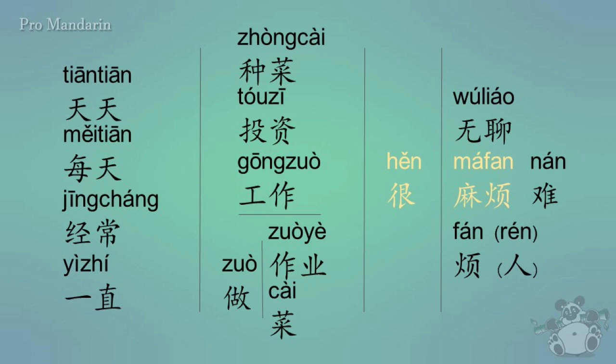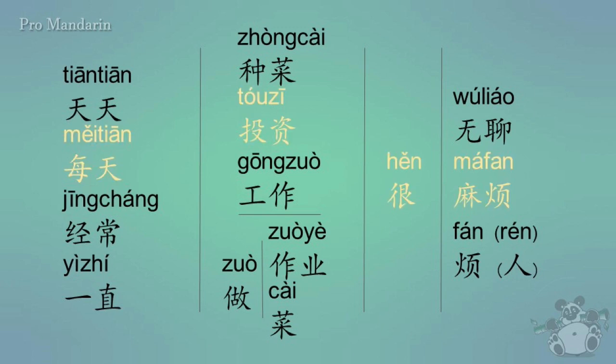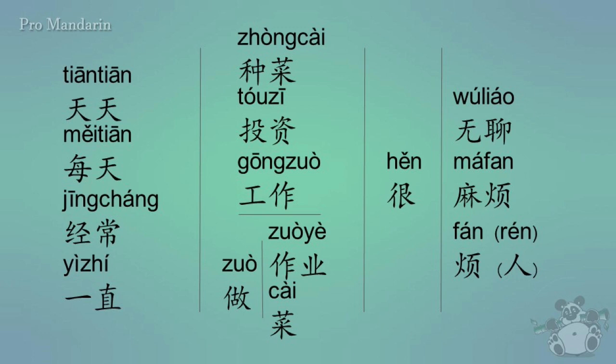So with the words that we're using here though, how would you say it's hard to invest every day, or it's kind of a pain to invest every day? And we're going to use 每天 for this one. 每天投资很麻烦. Alright, then how would you say doing homework all the time is boring?